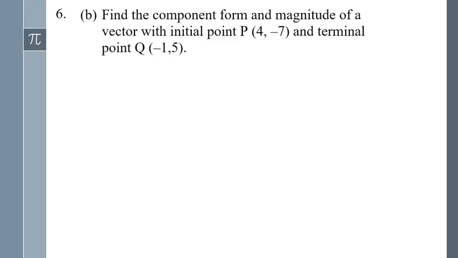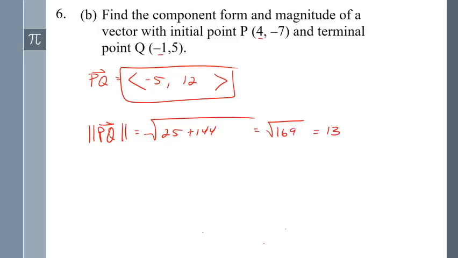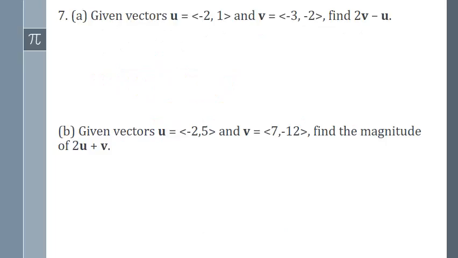6b, same idea. Find the vector PQ. So PQ in component form. So that's going to be terminal point -1 minus initial point 4, that's -5. And for the y components, 5 take away -7 is 12. There's my component form, and the magnitude of that is the square root of 25 plus 144, which is radical 169, which is a magnitude of 13.